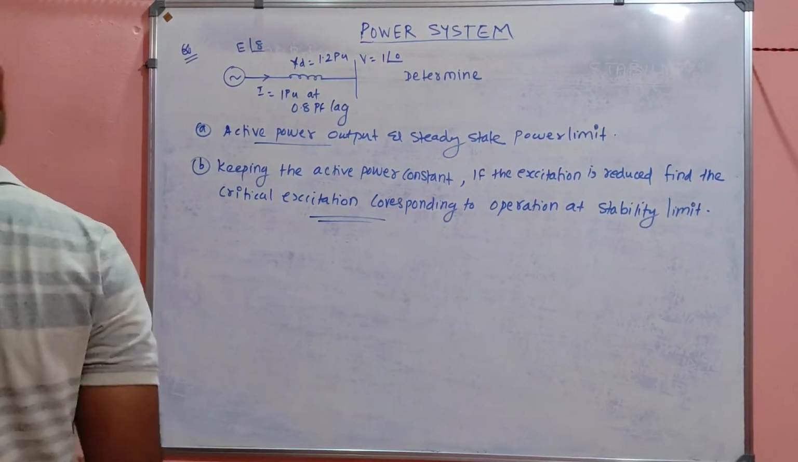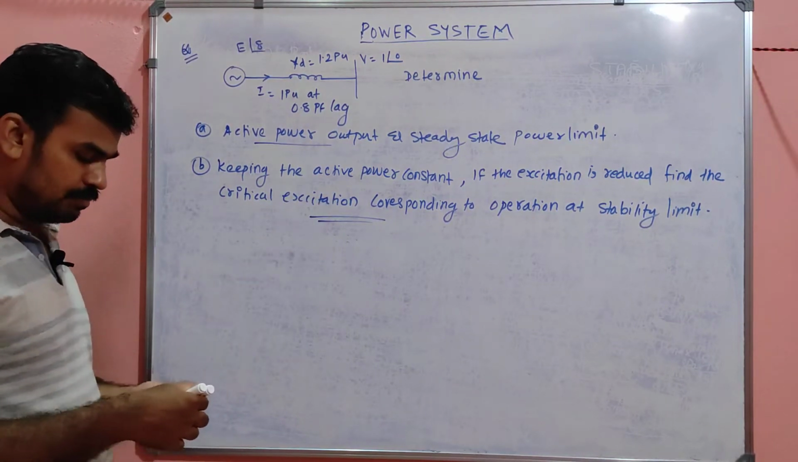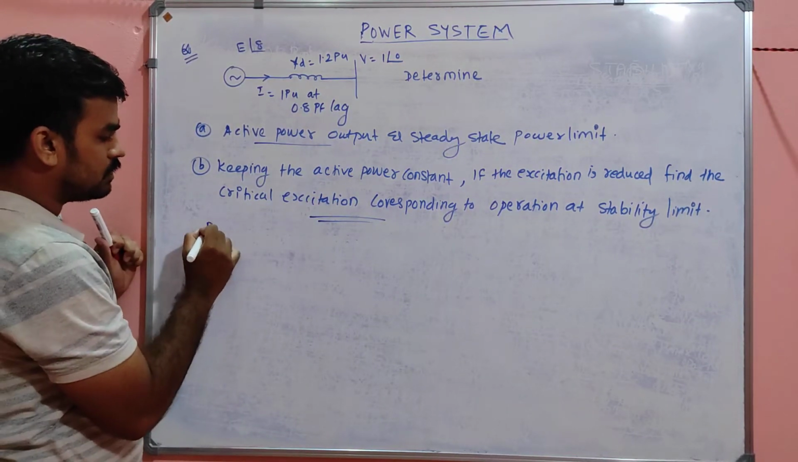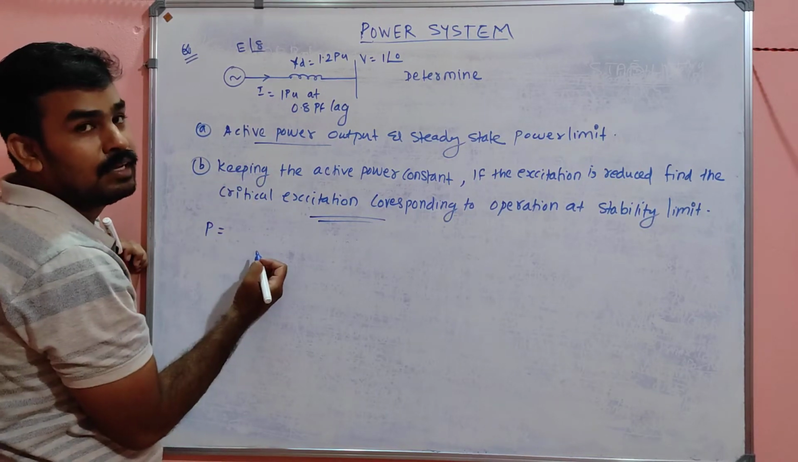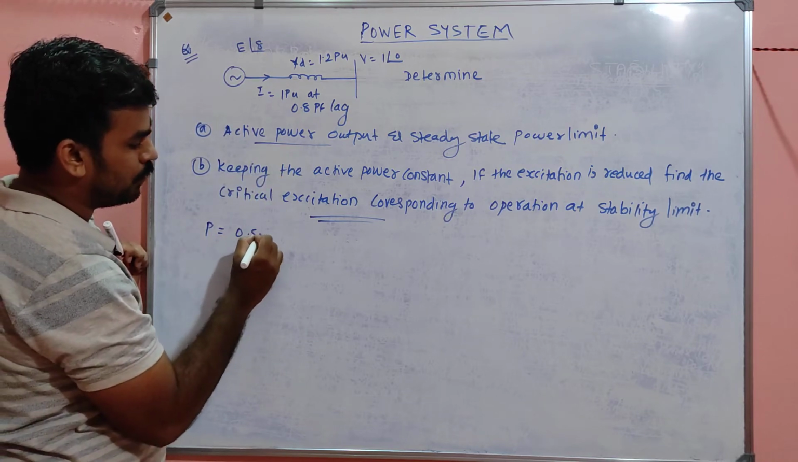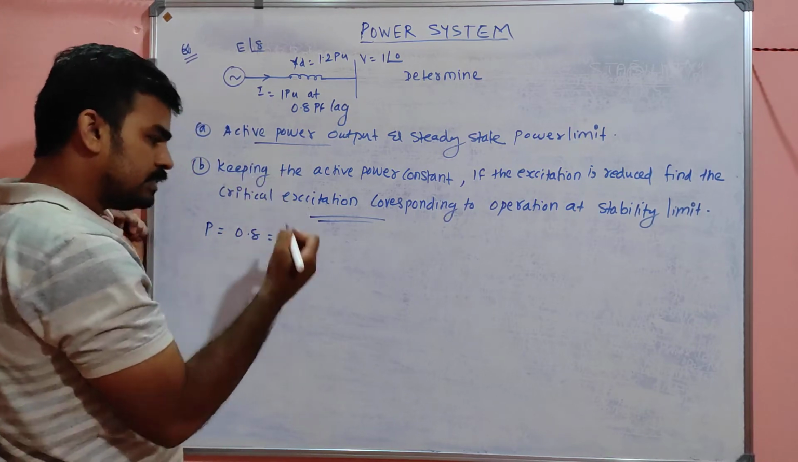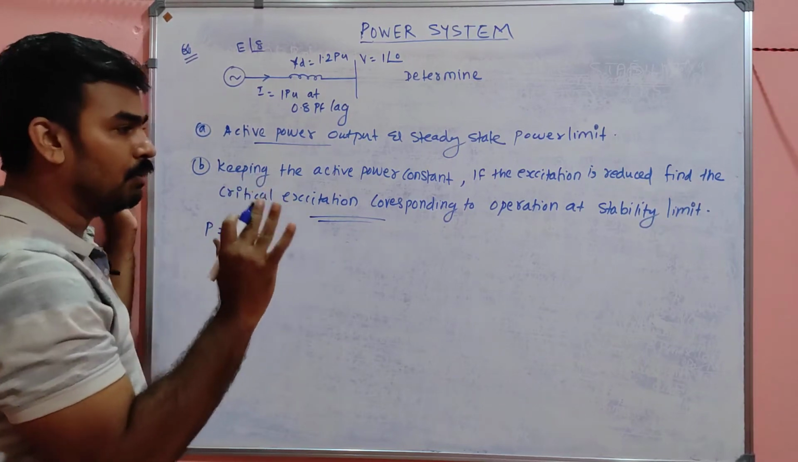In B section, we can see keeping the active power constant, my dear. Active power constant means, as we already discussed, active power, how much you got? VI cos phi, 0.8. So 0.8 will be a constant. So the same constant we have to maintain. So P will be 0.8, you have to maintain.